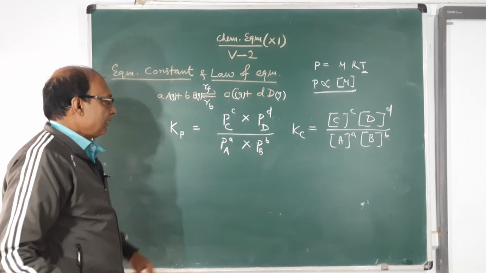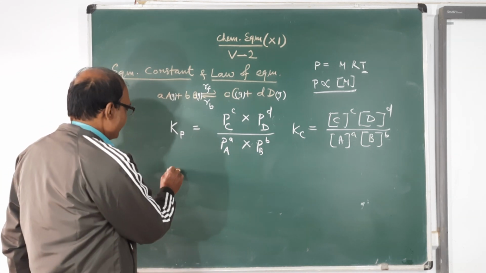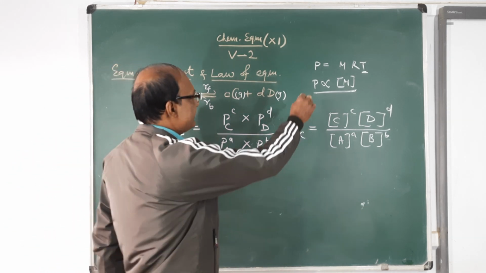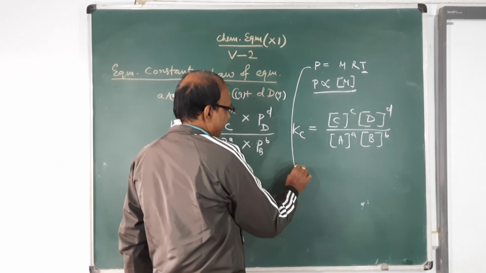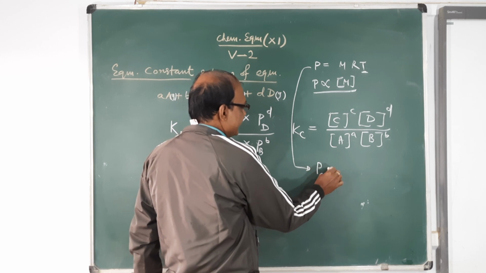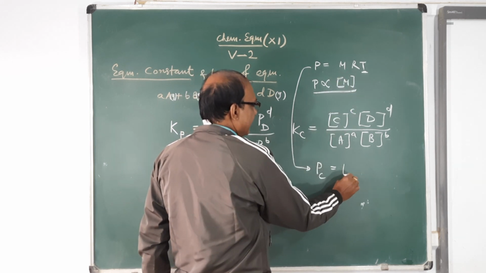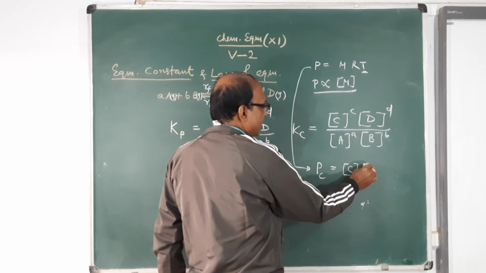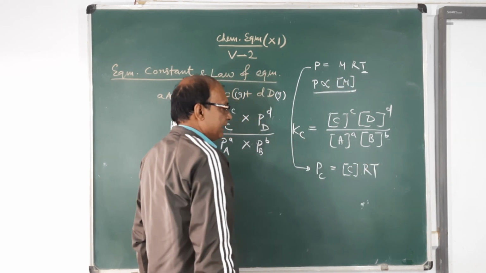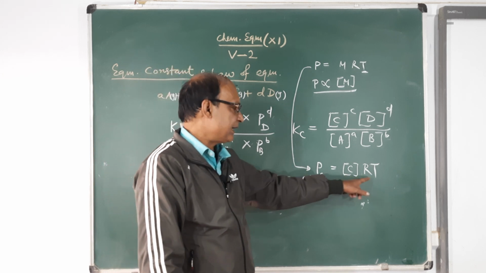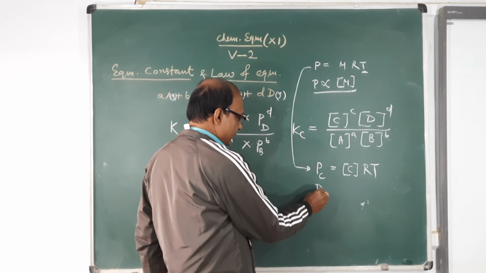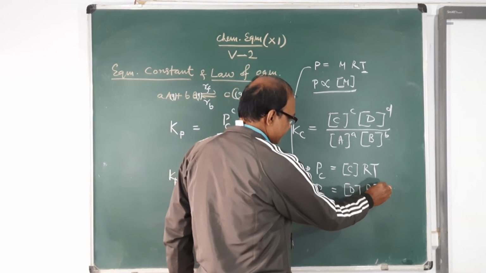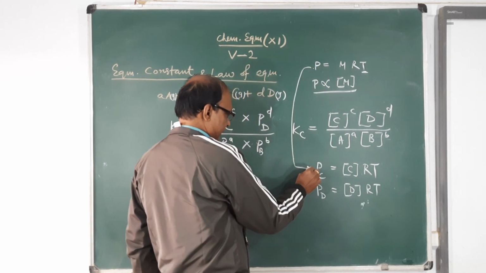Okay. Now, as we know Kp equals this partial pressure expression, using the relation that partial pressure of C equals the molar concentration of C into RT. Similarly, partial pressure of D equals the molar concentration of D into RT. This is the relation that we are getting from here.